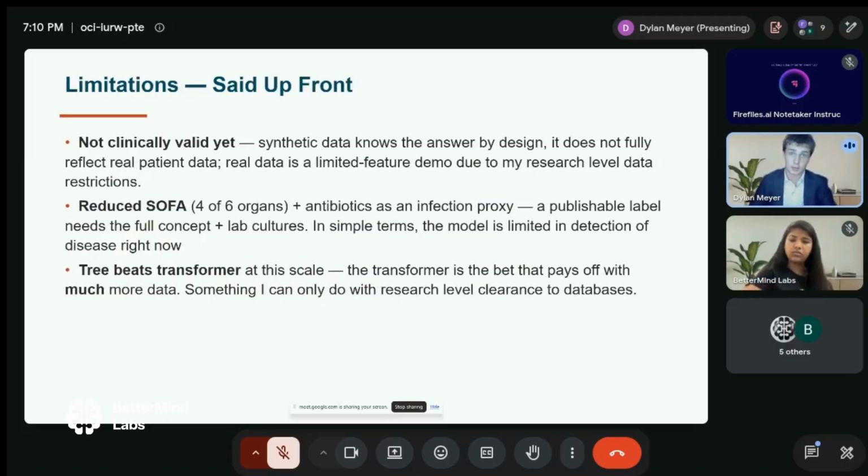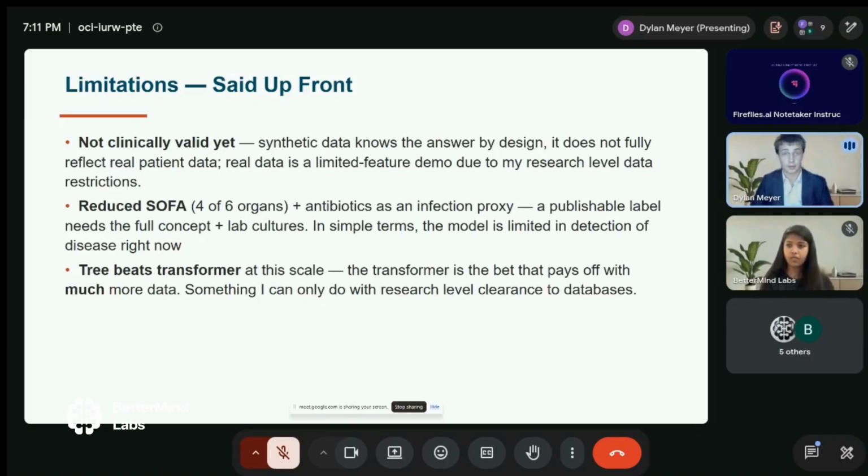And so, final thing, the limitations. It's not clinically valid yet. The synthetic data that I made for the model to train on is realistic, but it doesn't fully reflect how a real patient's data comes in. The real data is limited and behind research restrictions. The reduced SOFA, basically all that means is that it's not able to see the full scope of everything that's going on with the patient quite yet.